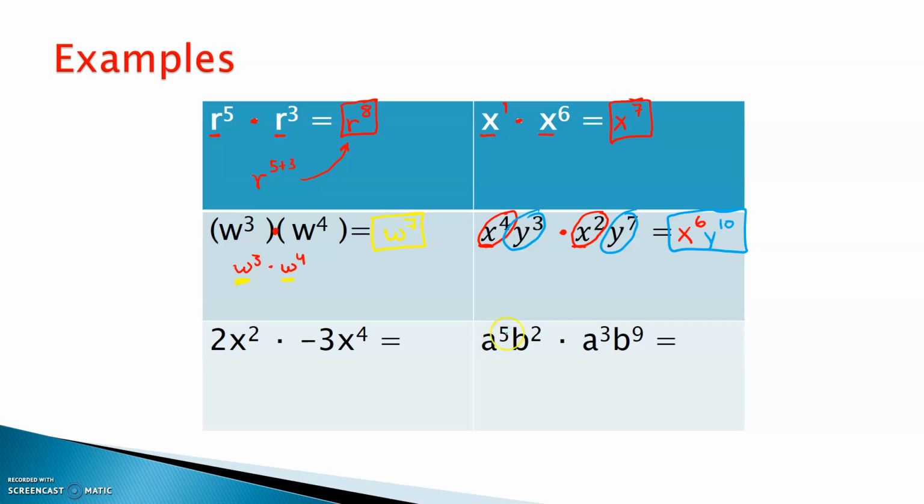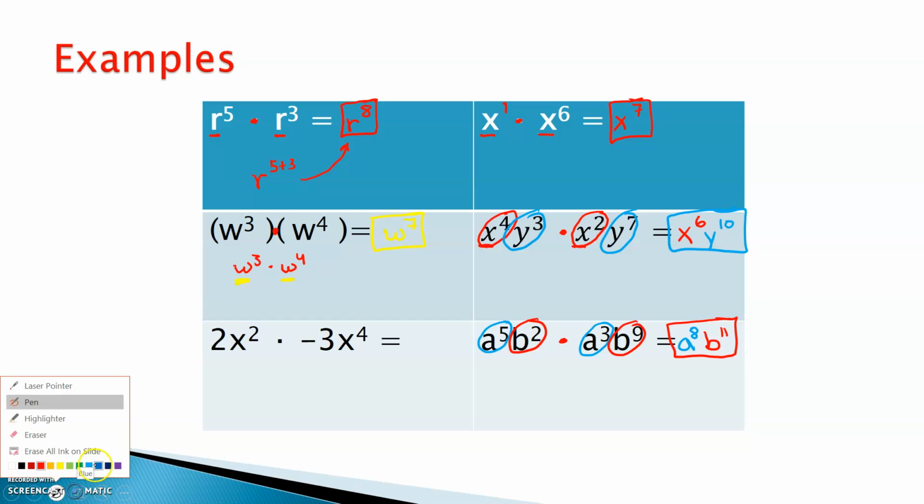Okay, same deal. I have a to the 5th times a to the 3rd. Well, I have 5 and 3, which gives me a to the 8th. Okay, move on to the next one, which is my b's. I have b to the 2nd times b to the 9th. It's like you have two of the first problems together in one. Well, what's 9 plus 2? That gives me 11. And there we have it. Okay, the trickiest one is going to be this guy right here.